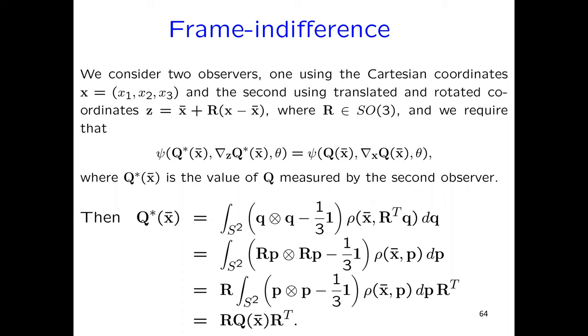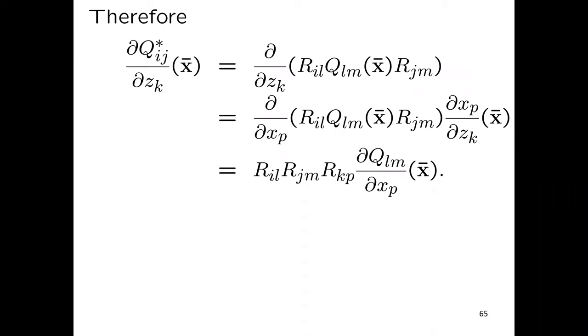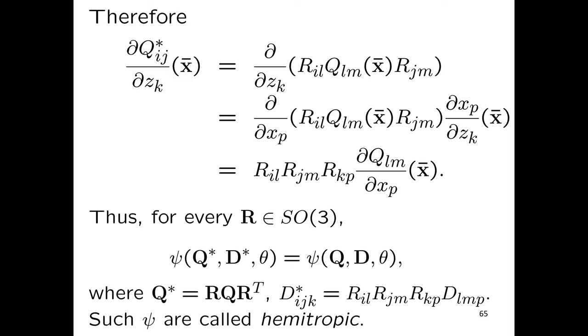And the gradient is a little bit more complicated. The starred gradient is ∂/∂z_k of, well, now we know that Q star is R Q R transposed. That's the same as ∂/∂x_p of that times ∂x_p/∂z_k, and that gives me an extra R. So this is the way the derivative transforms, with three rotations. So that means that for every R in SO(3), ψ of Q star, D star, θ is ψ of Q, D, θ, where Q star is R Q R transpose, and D star is given by this formula. And such ψ are called hemitropic functions of Q and D.